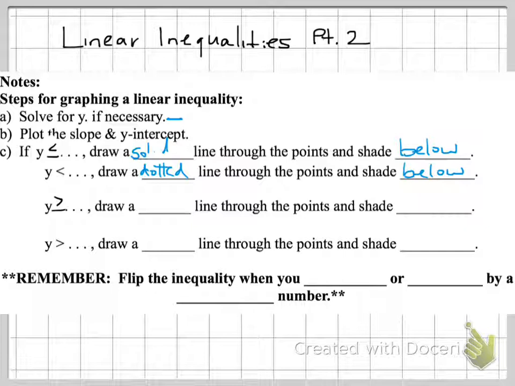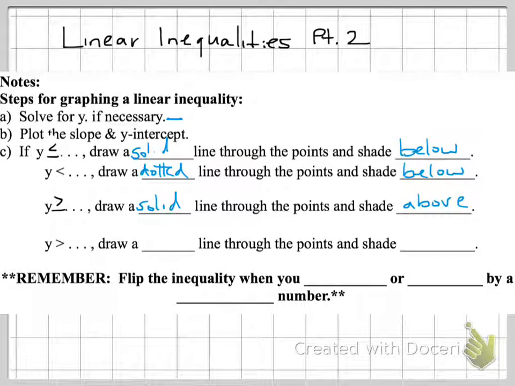Okay. What about when we have y is greater than? Kaylee, what do we have there? Greater than or equal to? What kind of line? That's right. It's going to be a solid line. And it's going to go through the points, and then we're going to shade which direction if we have greater than? Very good, Alexis. We're going to shade above now.